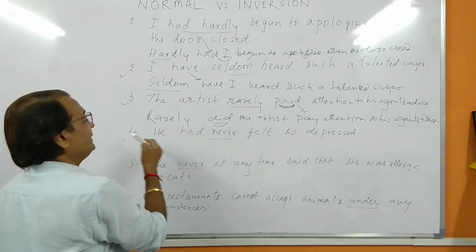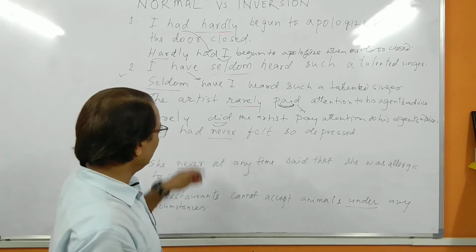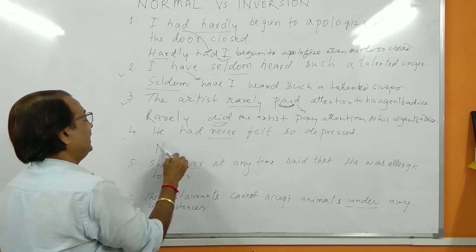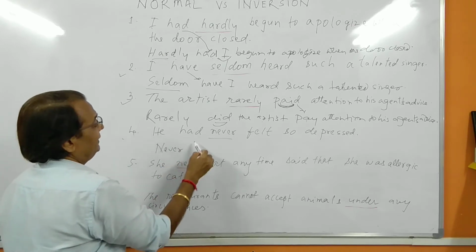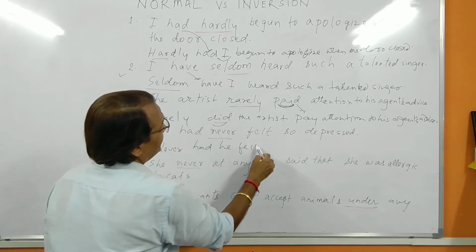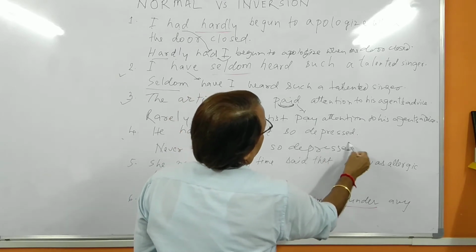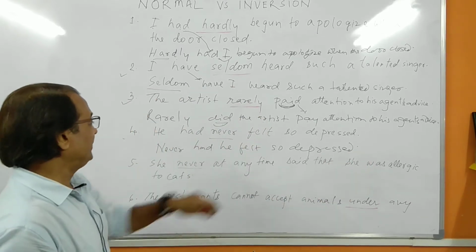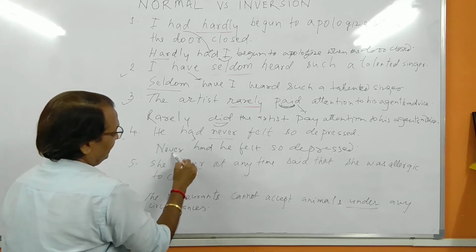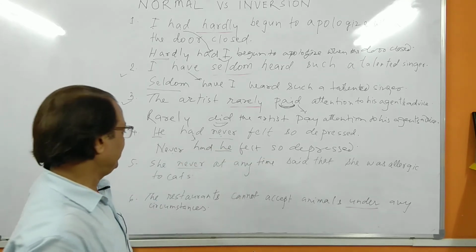Now the fourth one is he had never felt so depressed. That is such a small sentence, right? Again, it's a good sentence, normal sentence. But if I start the sentence with never had, I'm writing here, never had he felt so depressed. Never had he felt so depressed. Same rule, you are using never here, had is just after never and then subject is here, right? Never had he felt so depressed.